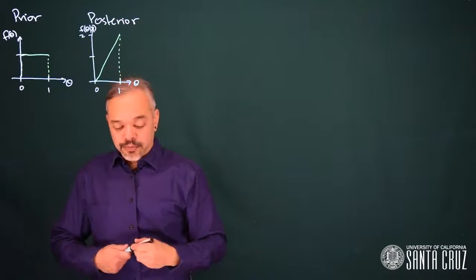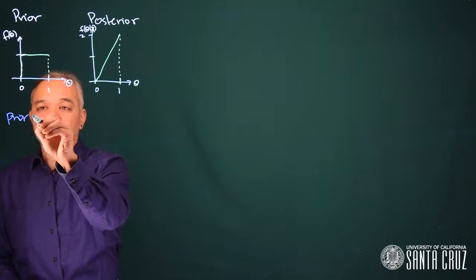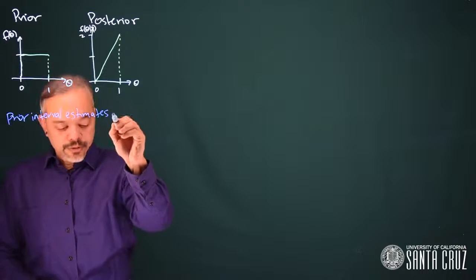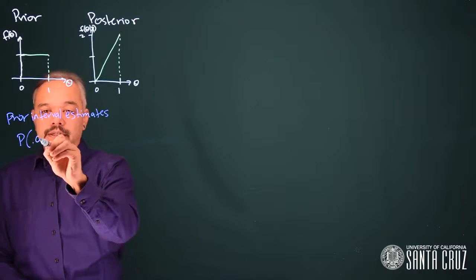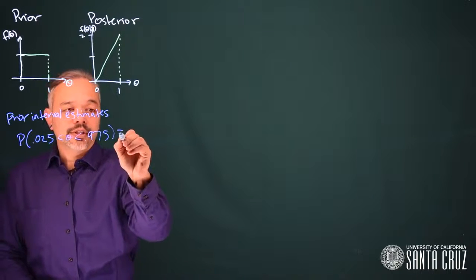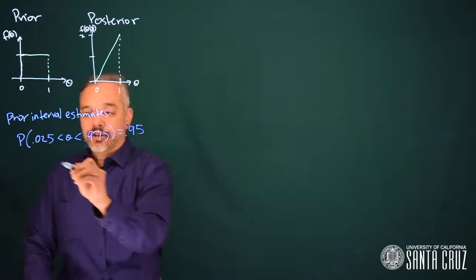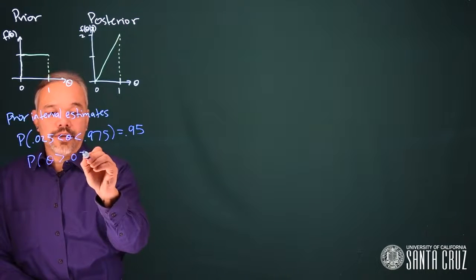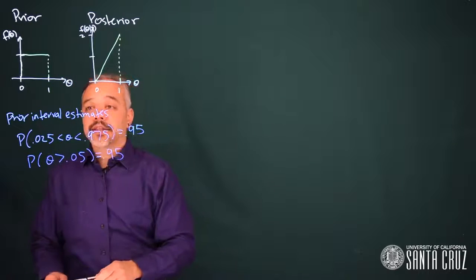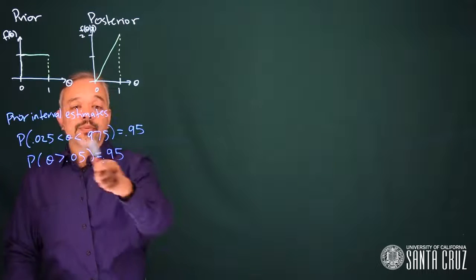We can look at posterior and prior interval estimates. Under the prior, the probability that theta is between 0.025 and 0.975 is 0.95. It's a 95% prior probability interval. We can also say the probability theta is greater than 0.05 is 0.95. Graphically, we can think about that as integrating regions under the density. But because it's uniform, it's really simple to compute.